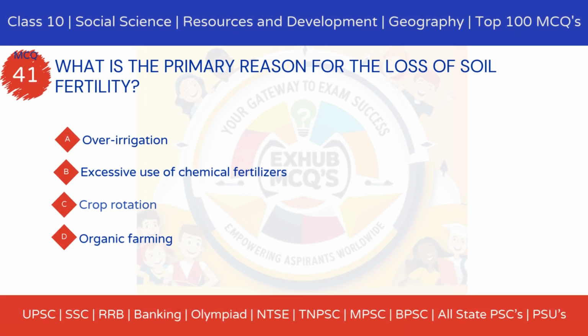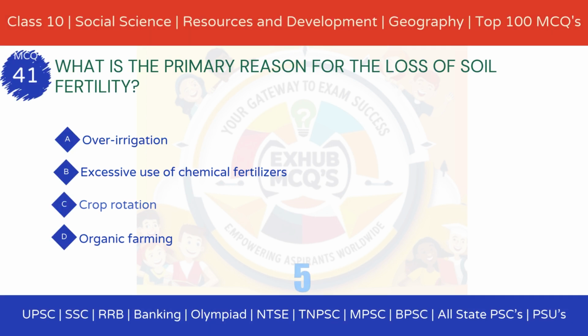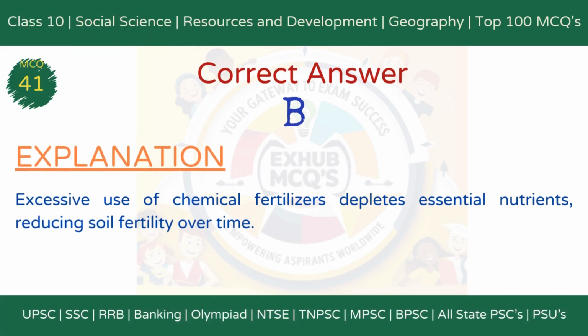41. What is the primary reason for the loss of soil fertility? Option A, over-irrigation. Option B, excessive use of chemical fertilizers. Option C, crop rotation. Option D, organic farming. The correct answer is option B, excessive use of chemical fertilizers. Explanation: Excessive use of chemical fertilizers depletes essential nutrients, reducing soil fertility over time.